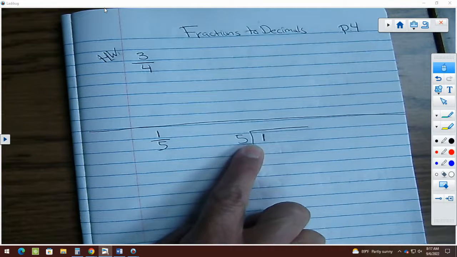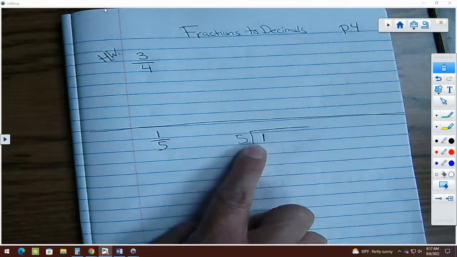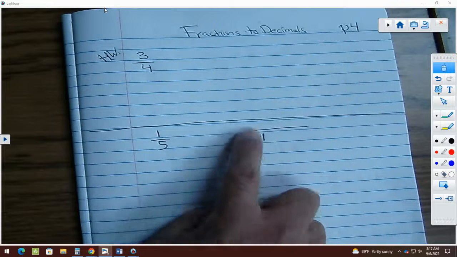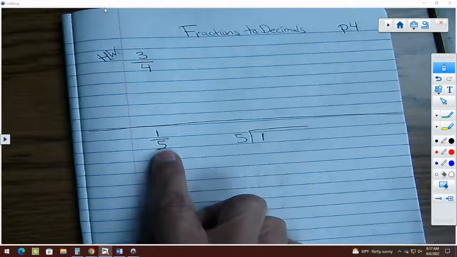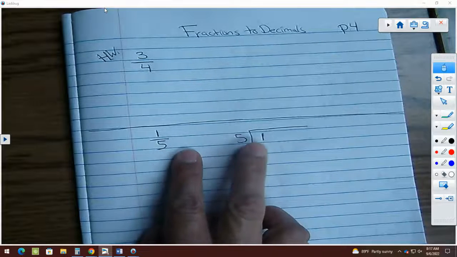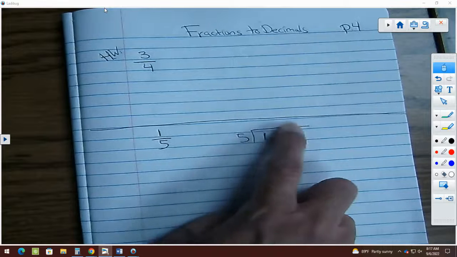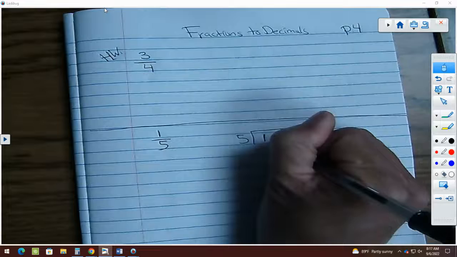By the way, some of you, how do you read this? Would you read it 5 divided by 1, or would you read it 1 divided by 5? No, it's 1 divided by 5. So this is read the same way as this. Some of us are still having trouble with that. This is read 1 divided by 5, and this is read 1 divided by 5. Don't forget that. Okay? Here we go.